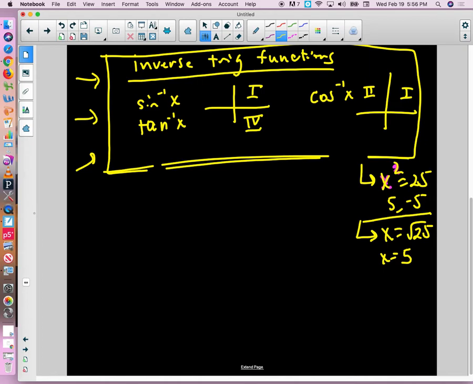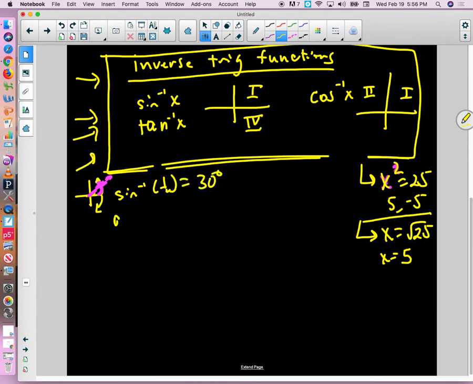Okay, so let's do some. If I have arc sine or inverse sine of 1/2, according to all of this up here, I look in quadrants 1 and 4. So as I scan through quadrant 1, I find my answer right away at 30 degrees, or if I'm in radians, I would say pi over 6.